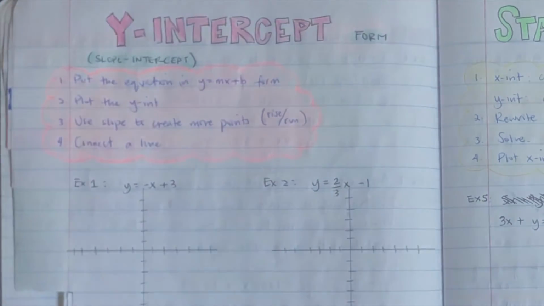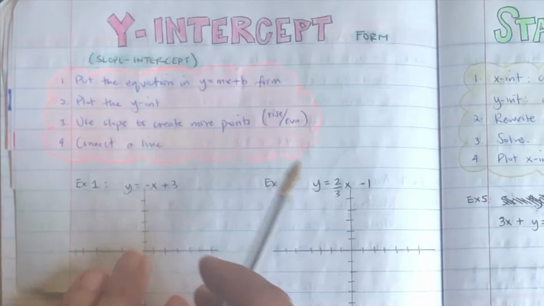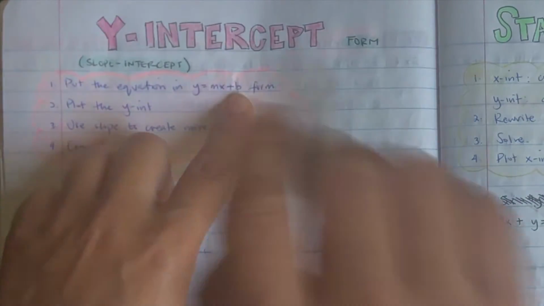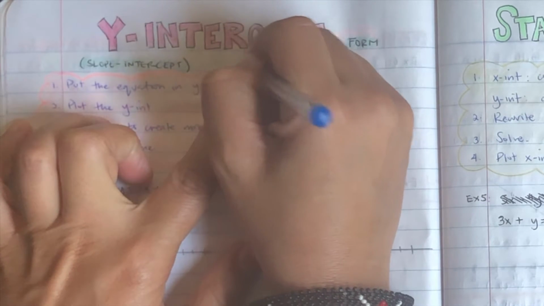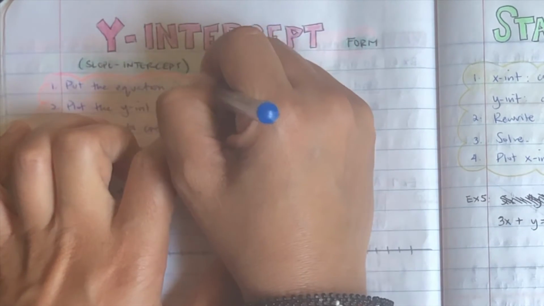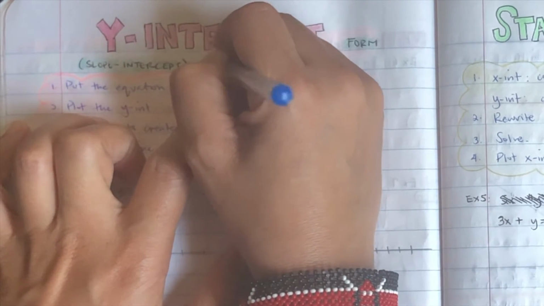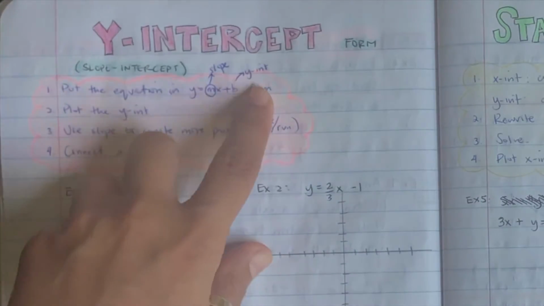Plot the y-intercept. Okay, so remember, y equals, this is the y-intercept right here. This is a listening check. Underline the title y-intercept. Okay, so that's the slope, that's the y-intercept.